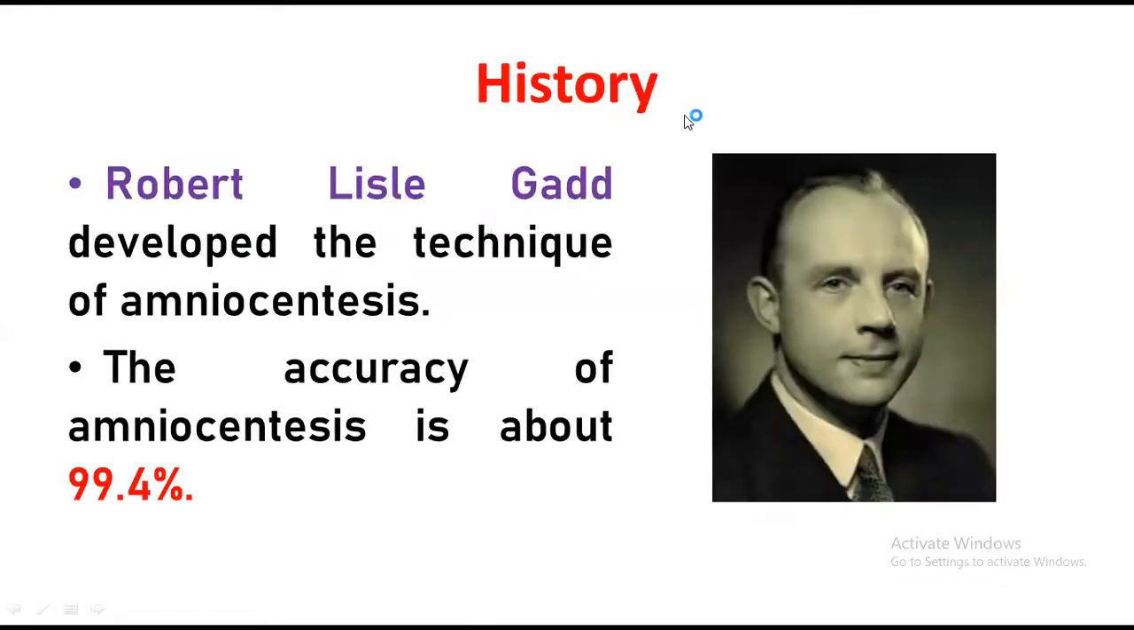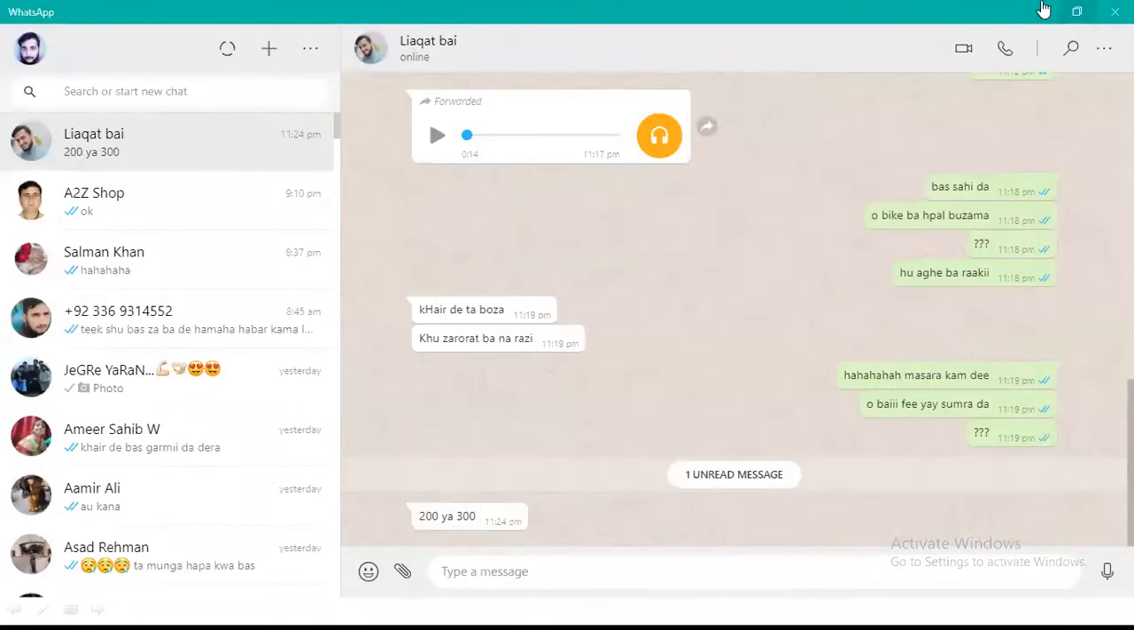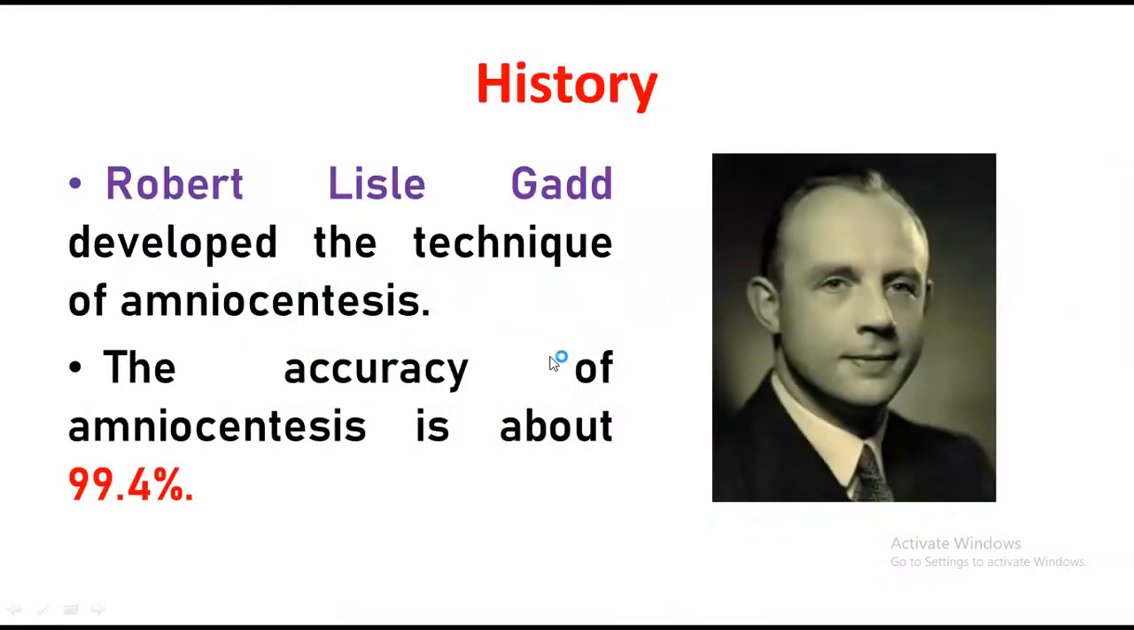First of all, I want to tell you that this technique was introduced by Robert Leslie Gad, who developed the technique of amniocentesis. The accuracy of amniocentesis is about 99.4%. If we check the fluid and get the result, we can easily say that this result is 99% accurate. So it is a very fruitful technique, and the results are very accurate and precise.